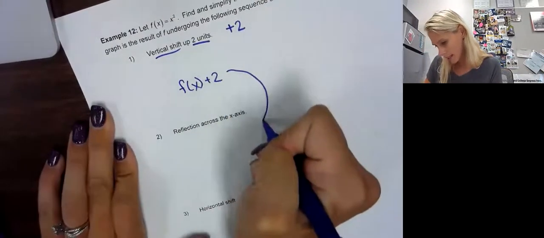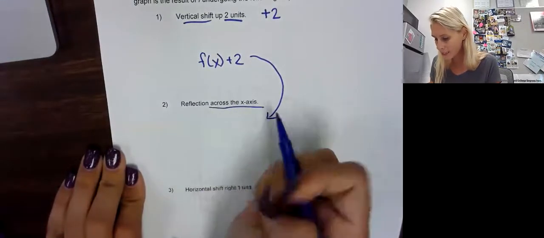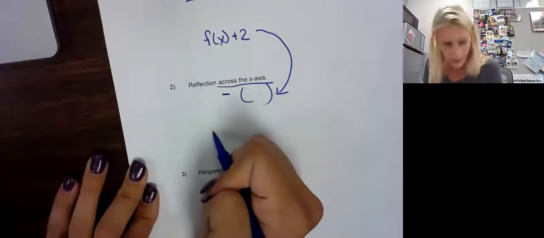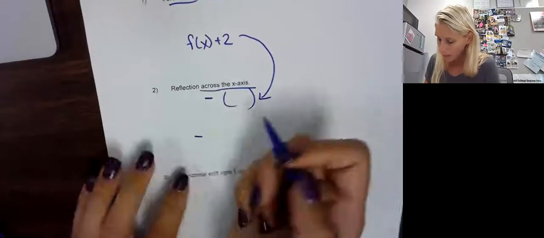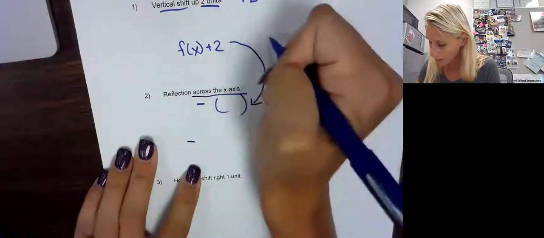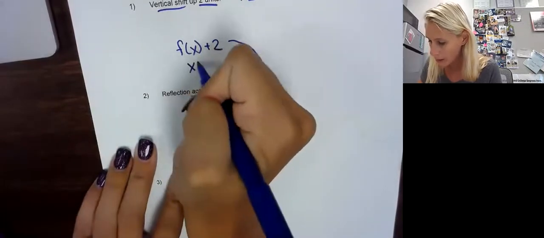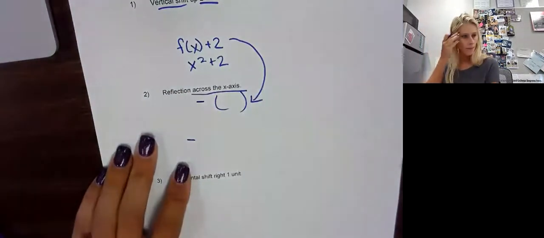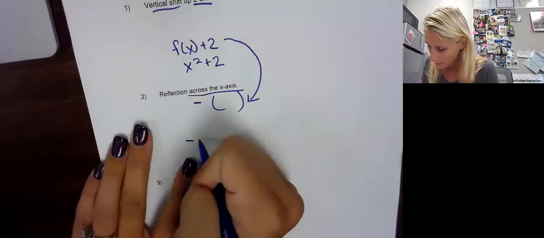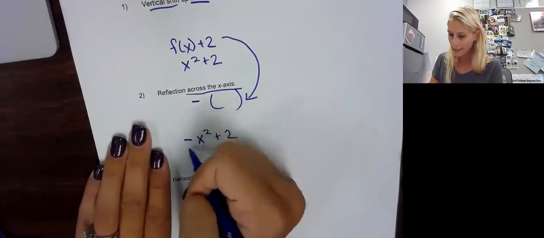Then we're going to take this and move down to the next one. It wants us to reflect across the x-axis. Remember, that's a negative on the outside of things. So right away, I think what I'm going to do, guys, is replace f of x here with x squared plus 2. Okay, so that means I have negative x squared plus 2. Remember, because this is on the outside and this is on the outside.